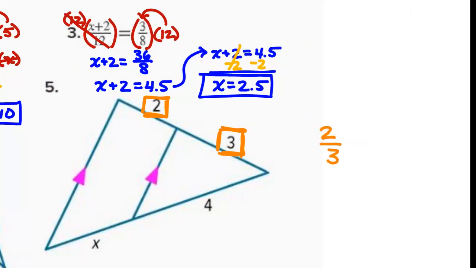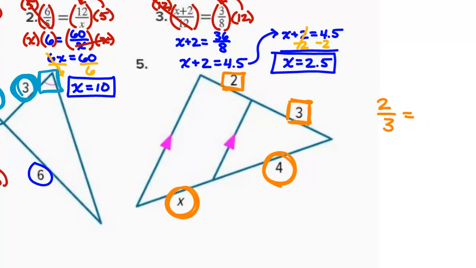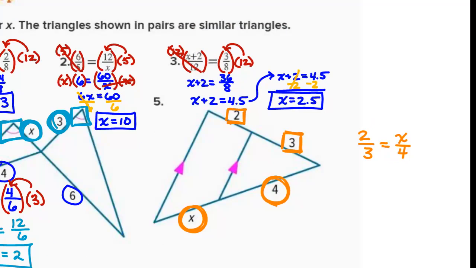Doesn't matter which one you put on top, so I'm going to put left on top of right. And then I would move to the other side of the triangle, and I would match up these two segments, the x and the 4. The reason that I'm allowed to set it up like this is because of these parallel markings right in here.